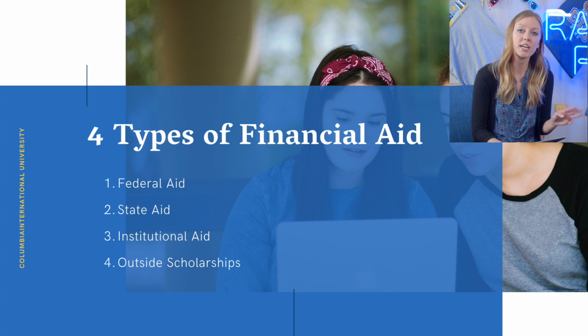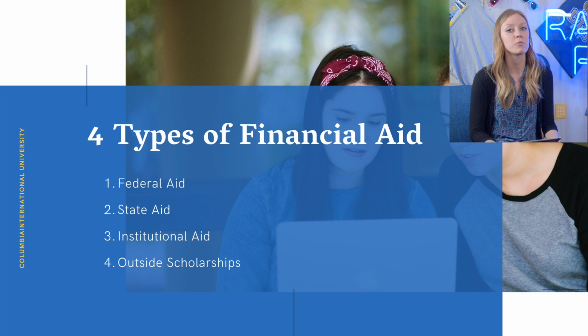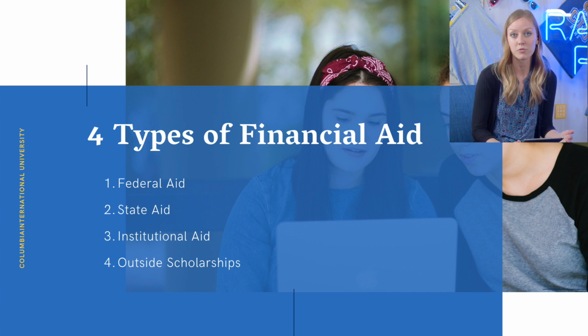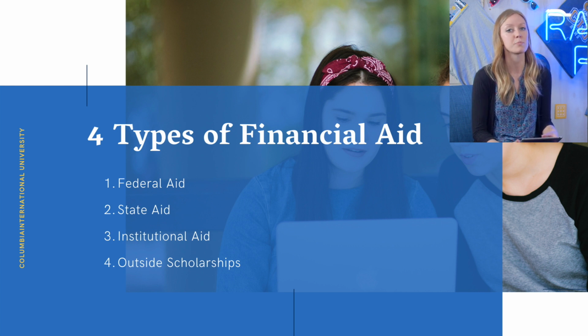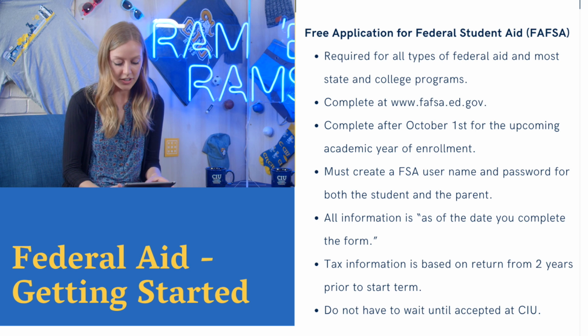The third type of aid is going to be institutional aid. So what an institution is willing to give, in this case CIU, so we'll be talking a little bit about that. And then the fourth type is outside scholarships. These are huge. These are so helpful for our students. And as you're looking into college, anywhere that you go, these are going to be a really helpful resource for you. So we'll be giving some helpful tips as far as outside scholarships go. But we're going to go ahead and get started with federal aid here.